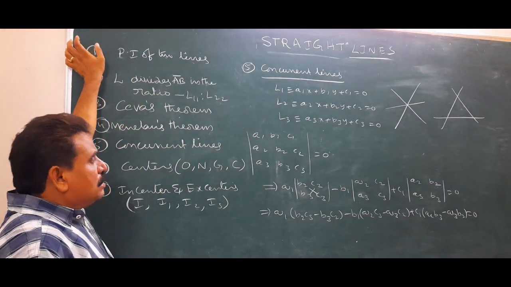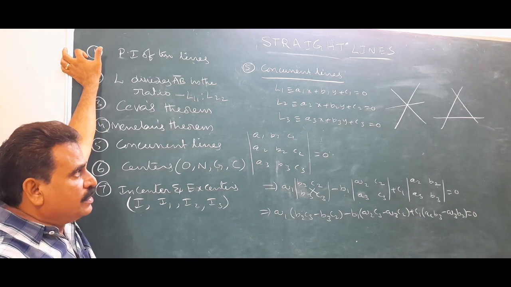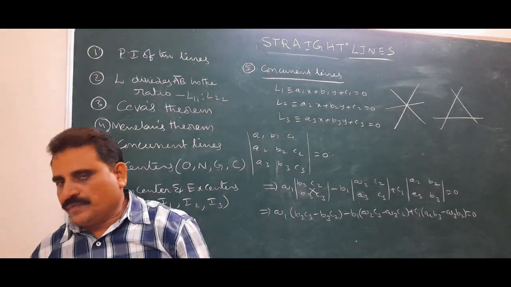In this point, concurrent lines, there are very good points. That is the equation of the line passing through the point of intersection of two lines.